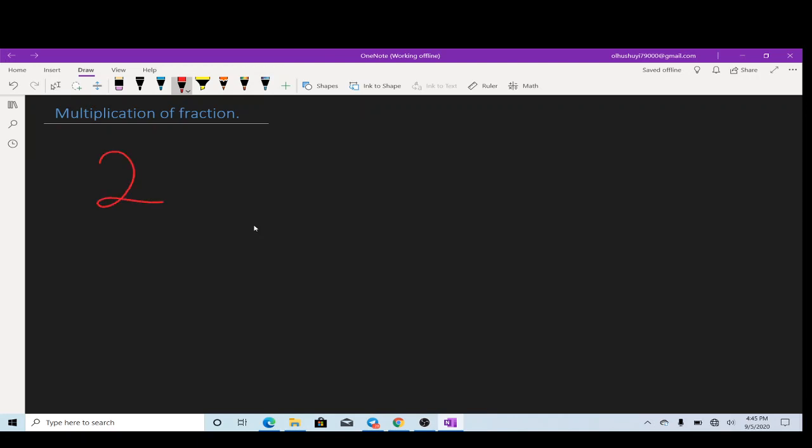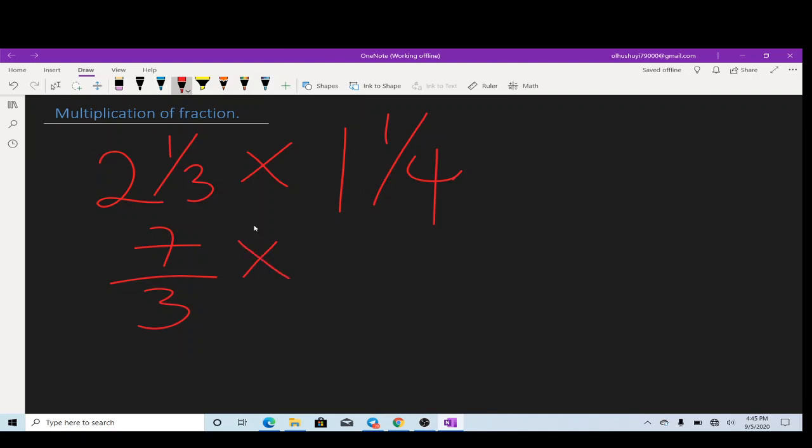If you have a mixed number times another mixed number, what do we do? We do 3 times 2, 6 plus 1, that's 7 upon 3, times 4 times 1, 4 plus 1, 5 upon 4. Now, if you look at it diagonally, 7 and 4 cannot cut each other, 3 and 5 cannot cut each other, so multiply straight away. Numerator times numerator, 7 times 5, you have 35, upon 3 times 4, you have 12.